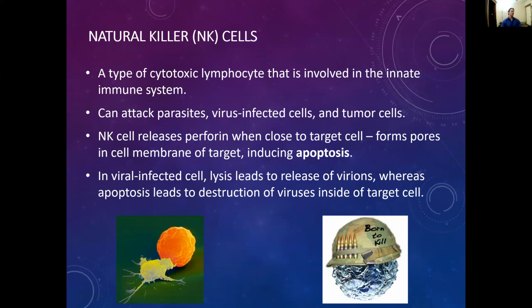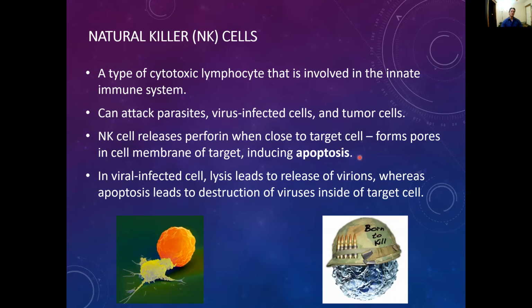Moving on to NK or natural killer cells. This is a type of cytotoxic lymphocyte that is involved in the innate immune system. These are pretty broad because they can attack parasites, virus-infected cells, and tumor cells. These natural killer cells will release perforin when they are close to the target cells, which will form pores in the cell membrane of the target, inducing apoptosis. Apoptosis here being cell death.